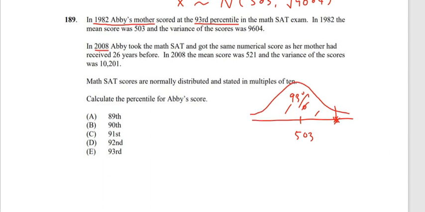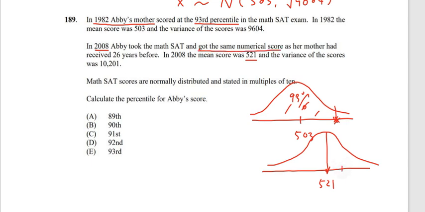this is also normal, but the average becomes 521. So the graph is just like that, right? So here is the average, here's 521, and the daughter AB got the same numeric score. So the score is the same, like here. So we want to find her percentile.